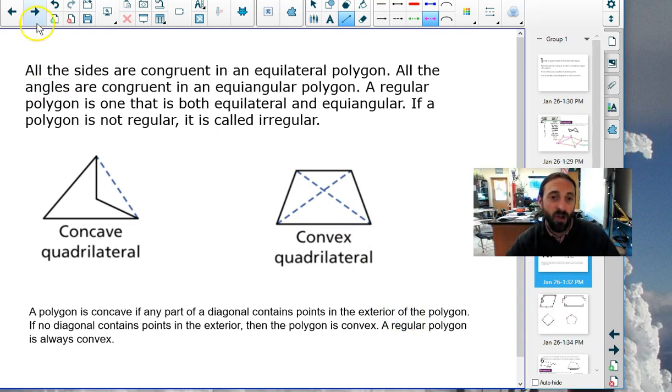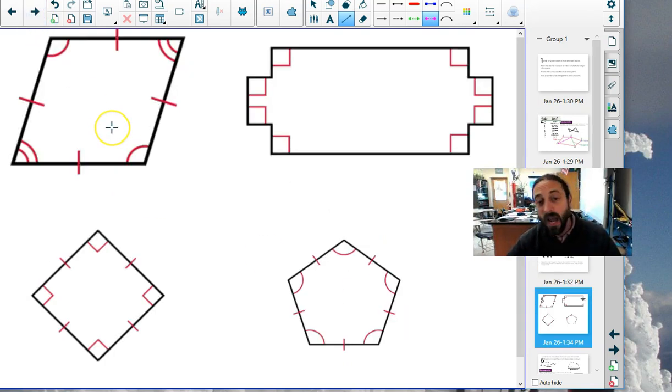A regular polygon is always convex. And that's what we're looking at here in this picture. Basically what we're saying is, when you look at the diagonals, well, first of all, this first one that I'm highlighting here, is it regular or irregular?